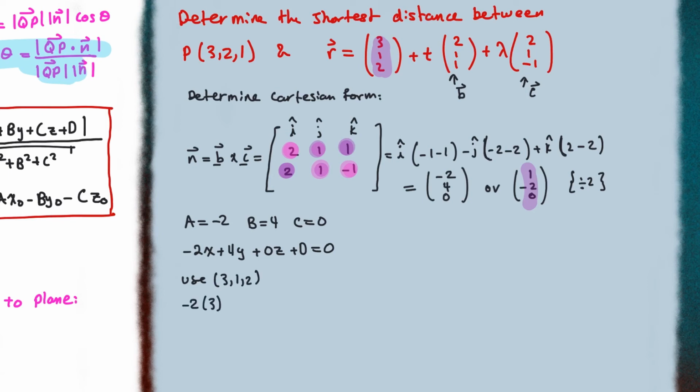This is 3, 1, 2. So we will get -2 times 3 plus 4 times 1 plus 0 times 2 plus d is equal to 0. And we will solve for d to get 2. Meaning that our equation, our Cartesian form, is going to be -2x plus 4y plus 2 is equal to 0.